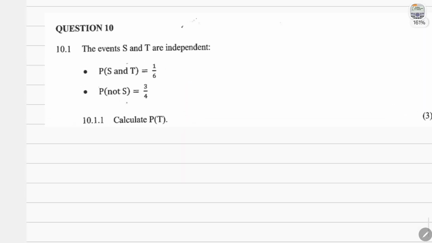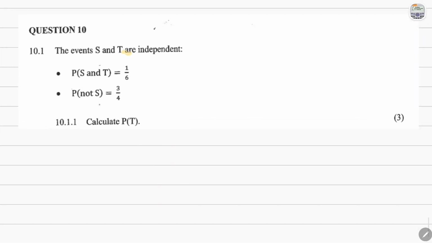Question 10.1 says, the events S and T are independent. Just remember what it means for events to be independent. This means that, speaking about S and T, the probability of S and T is equal to the probability of S multiplied by the probability of T. And then they tell us that the probability of S and T is 1 over 6. Great. So we have that value. And the probability of S is 3 over 4.